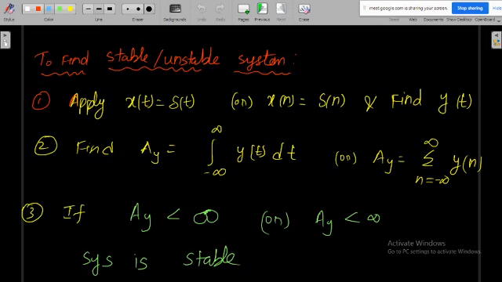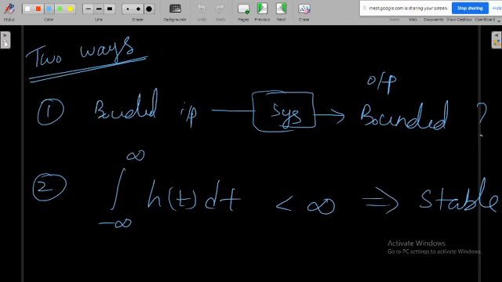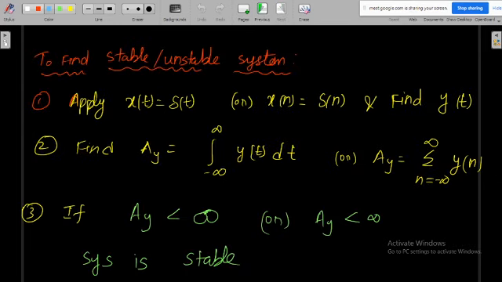As per case 1, how do we find out whether a system is stable or unstable? First, we have to apply a bounded input, that is, x of t equal to del t. The question may arise whether del t is stable or not, but the concept of stability is about whether it is bounded or not. The impulse is bounded, because the area under the impulse is always 1.